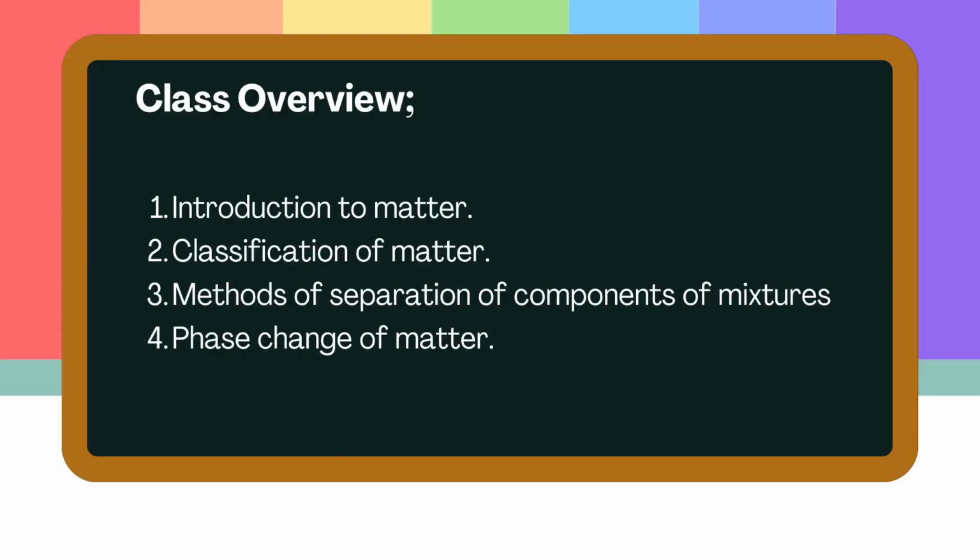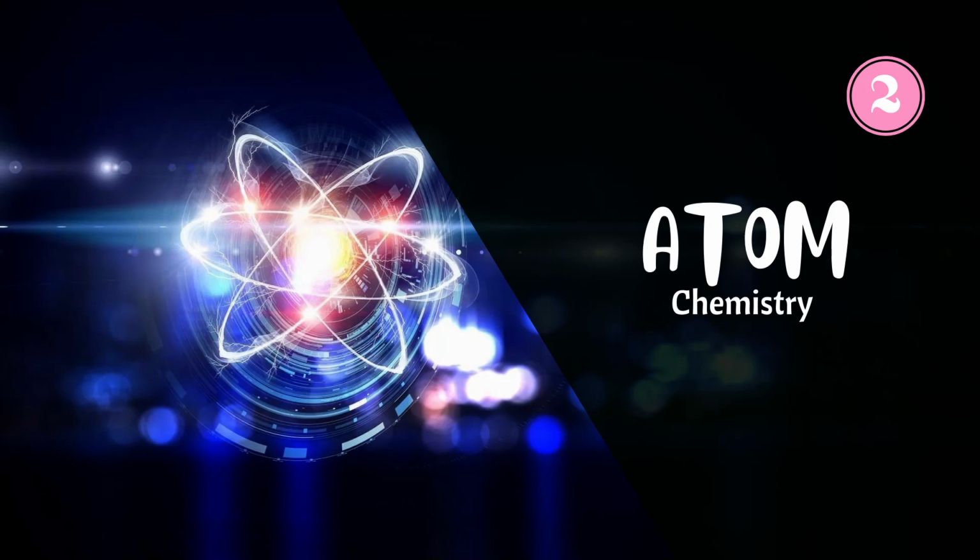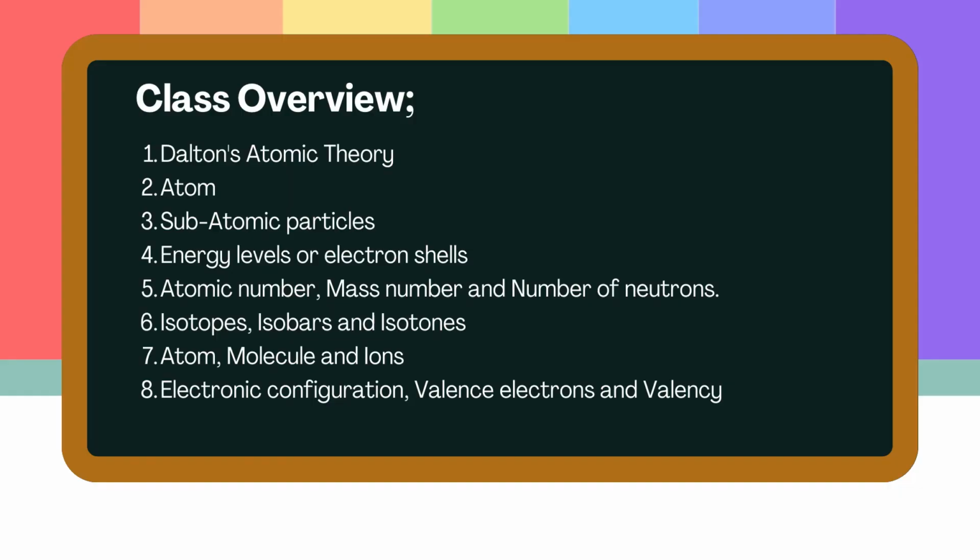So last class I started with the very basics of chemistry, that is matter, and today our topic of discussion is atom. So before starting the class, let me tell you what topics we will discuss. Today's class overview: number 1, Dalton's atomic theory. Although our topic of discussion is atom, before starting atom we need to study Dalton's atomic theory, because this theory provides us with a nice base, a good starting point to better understand atom. So we will be shortly discussing Dalton's atomic theory.